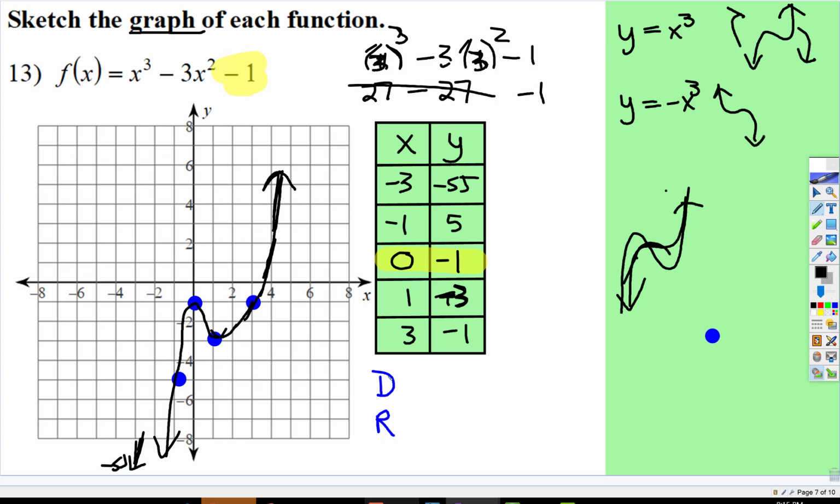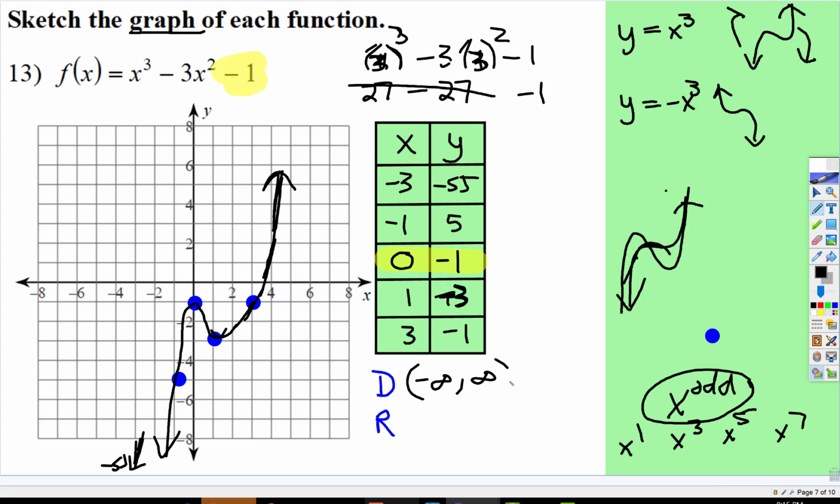Now I want you to be able to tell me the domain and range. Well, for all x to the odd polynomials, so x cubed, x to the fifth, actually x to the first, x to the seventh, all x to the odd, the domain will be negative infinity to positive infinity. The range will be negative infinity to positive infinity. Doesn't matter if it gets moved around, this is what the domain and range will be. And remember, the domain is what the x's are doing, and the range is what the y's are doing.